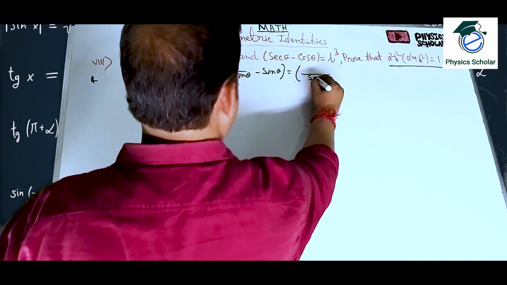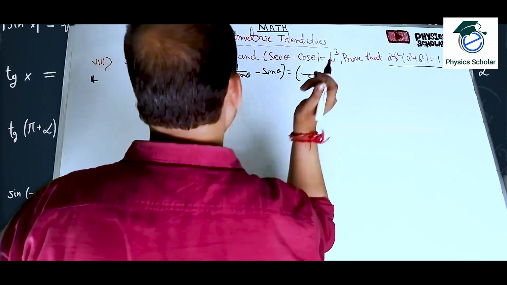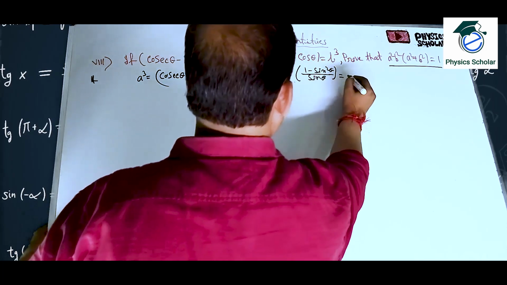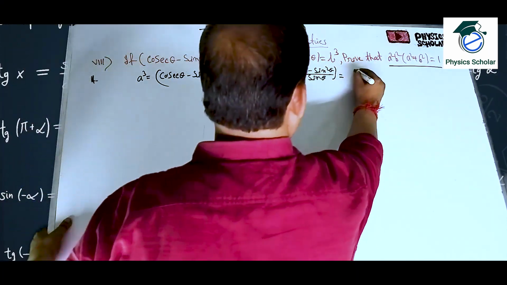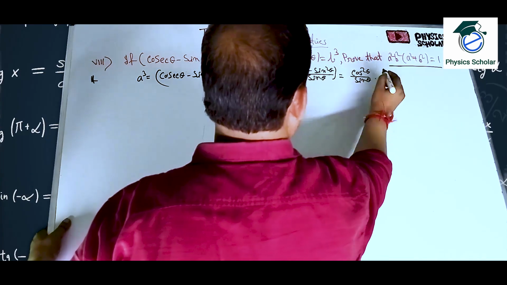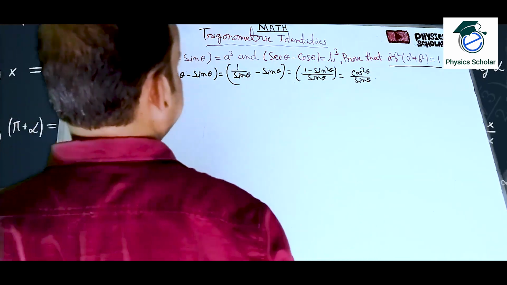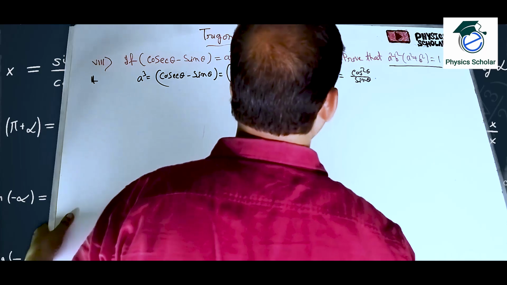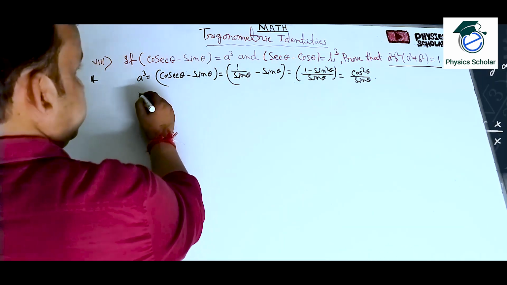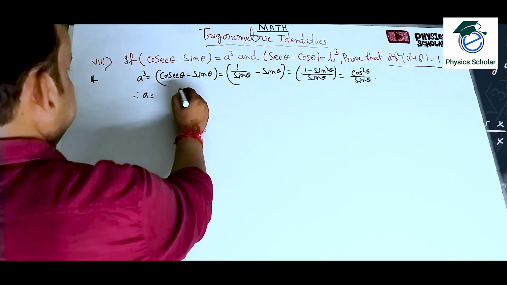Sin theta will be the LCM. So 1 minus sin square theta, that means cos square theta by sin theta. Clear? Cos square theta by sin theta. So now, cos square theta by sin theta. So what is the value of a? So a will be what?